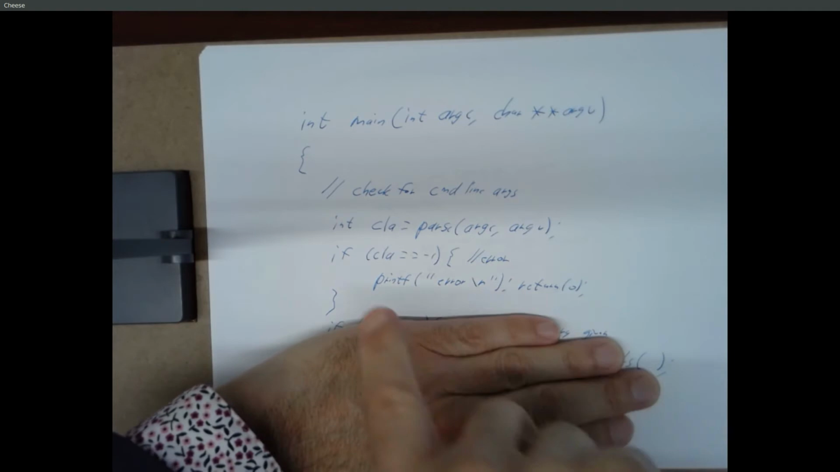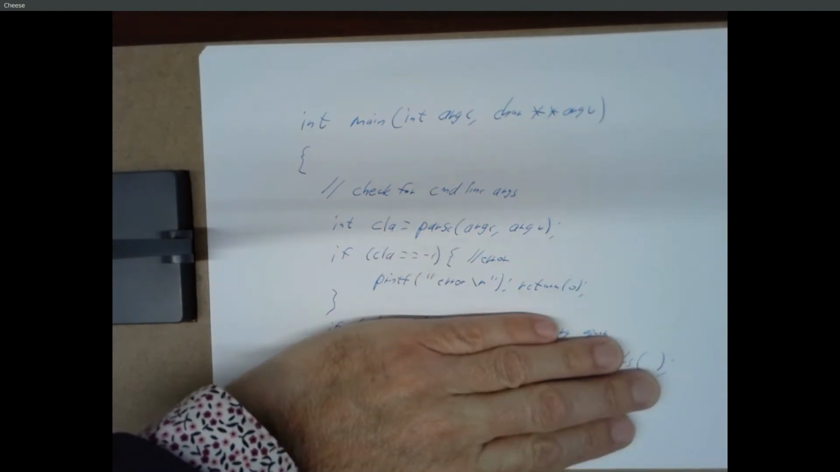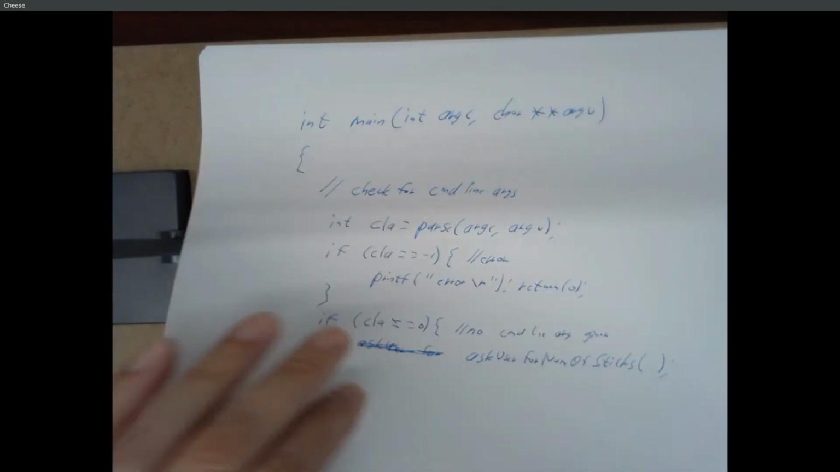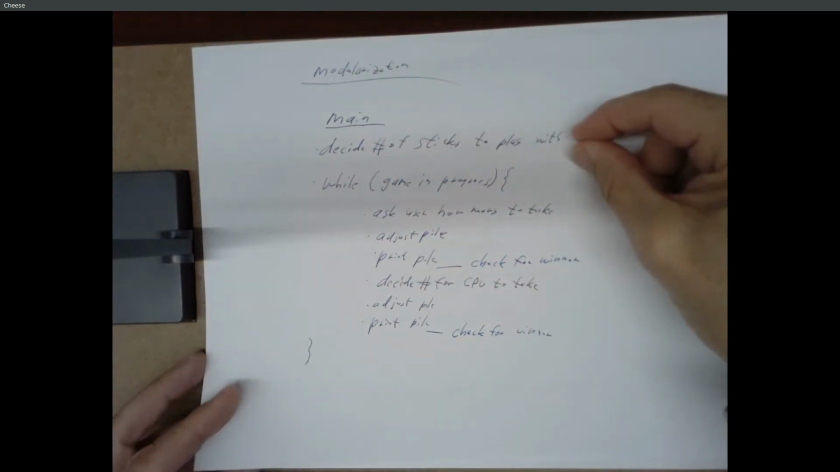And maybe I'd call this number of sticks, and if number of sticks equals -1, print an error and return. Otherwise, at this point, number of sticks is the number of sticks you want to play with. And now you've taken all of this, and it's just one function call and one if statement.